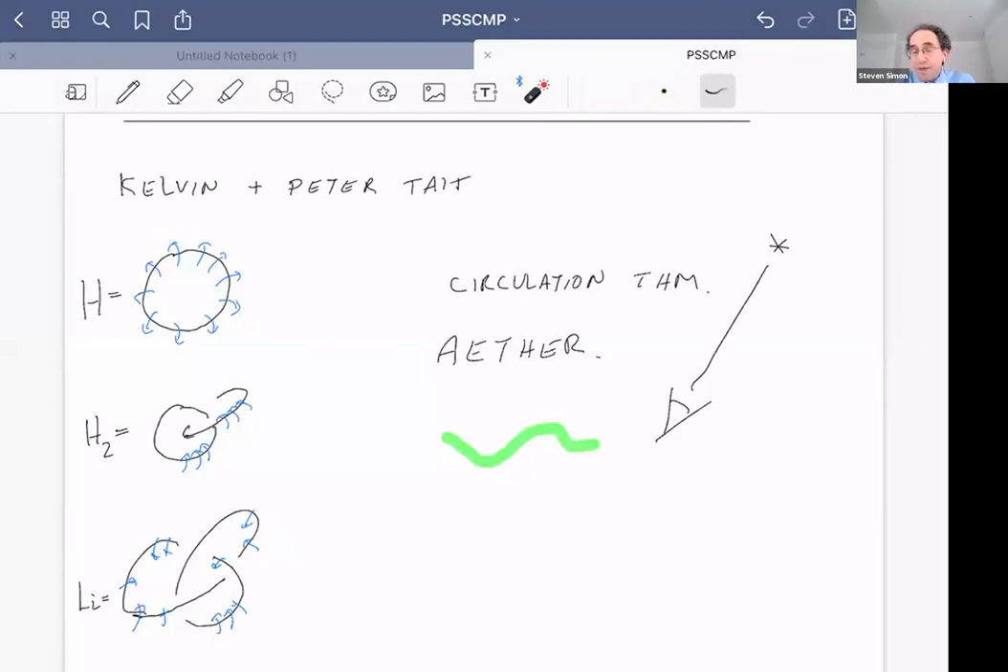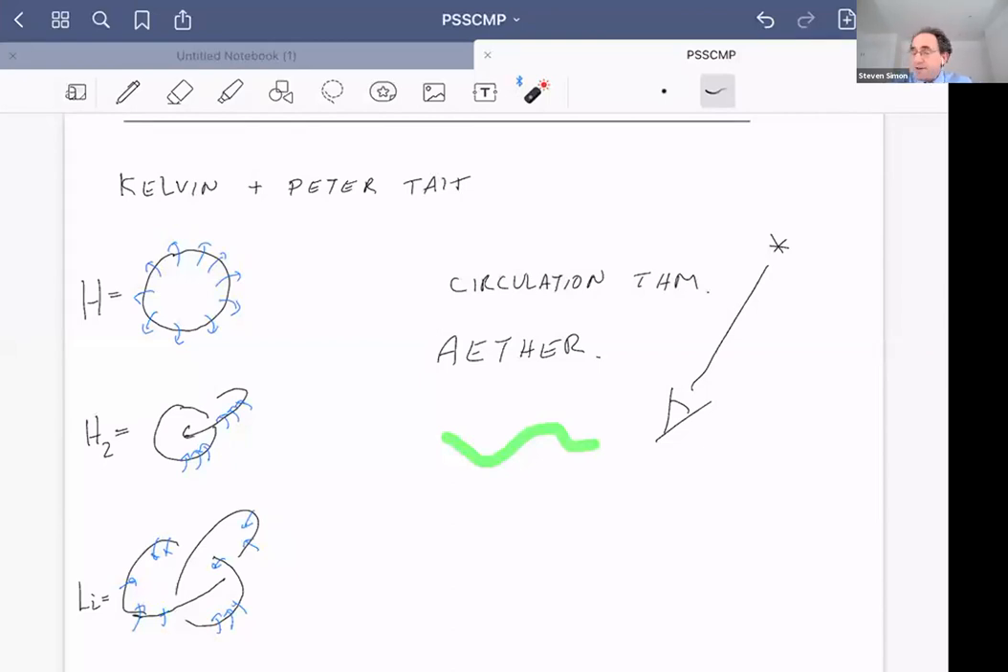Now, right from the beginning, there were some people who were rather critical of the vortex theory of the atom, and one of them was Peter Tate. And Peter Tate said, well, it's a nice picture, it's a nice cartoon, but it doesn't predict anything. It doesn't predict the masses of the atoms, the electrical properties, the chemical properties, the optical properties, pretty much anything that you would want it to predict. So it's not really a good theory.